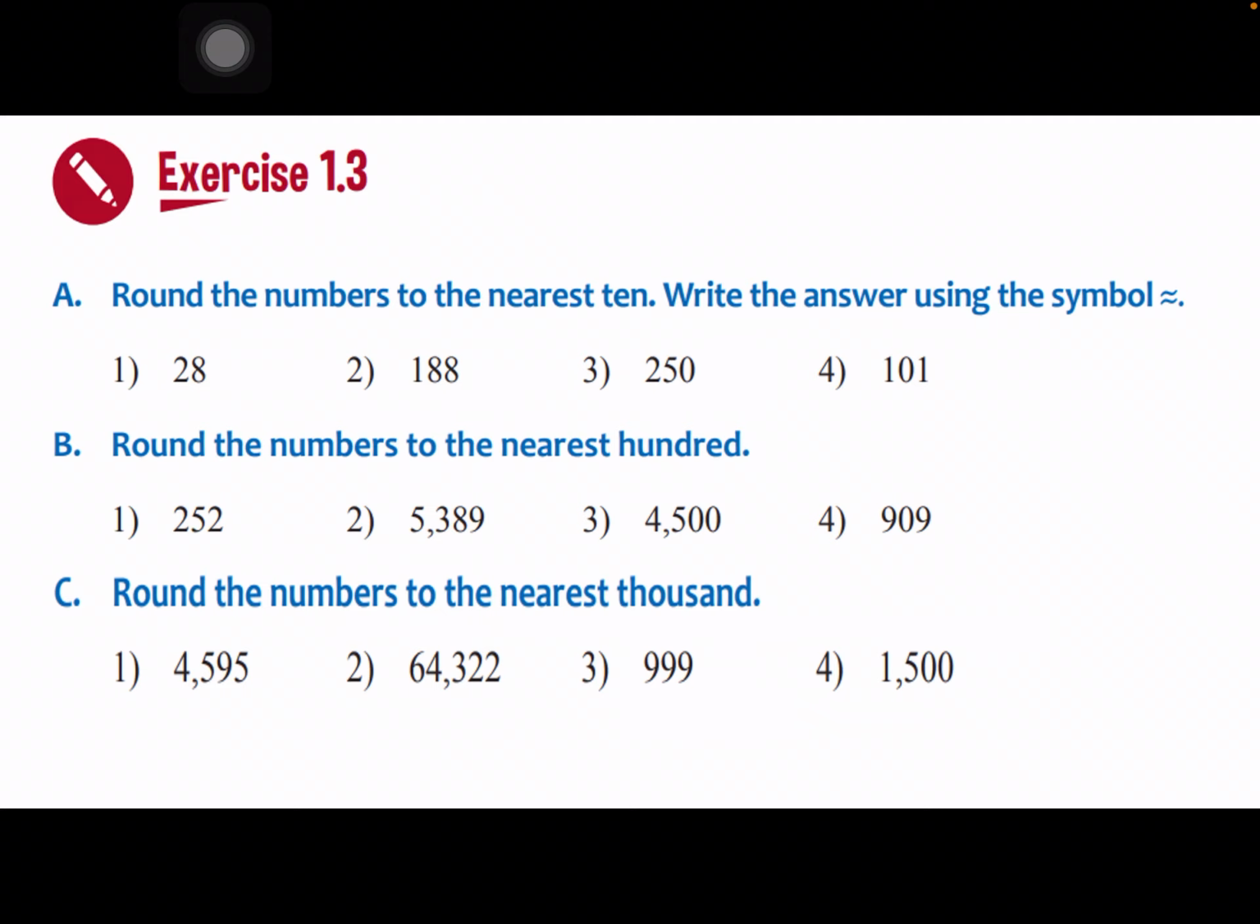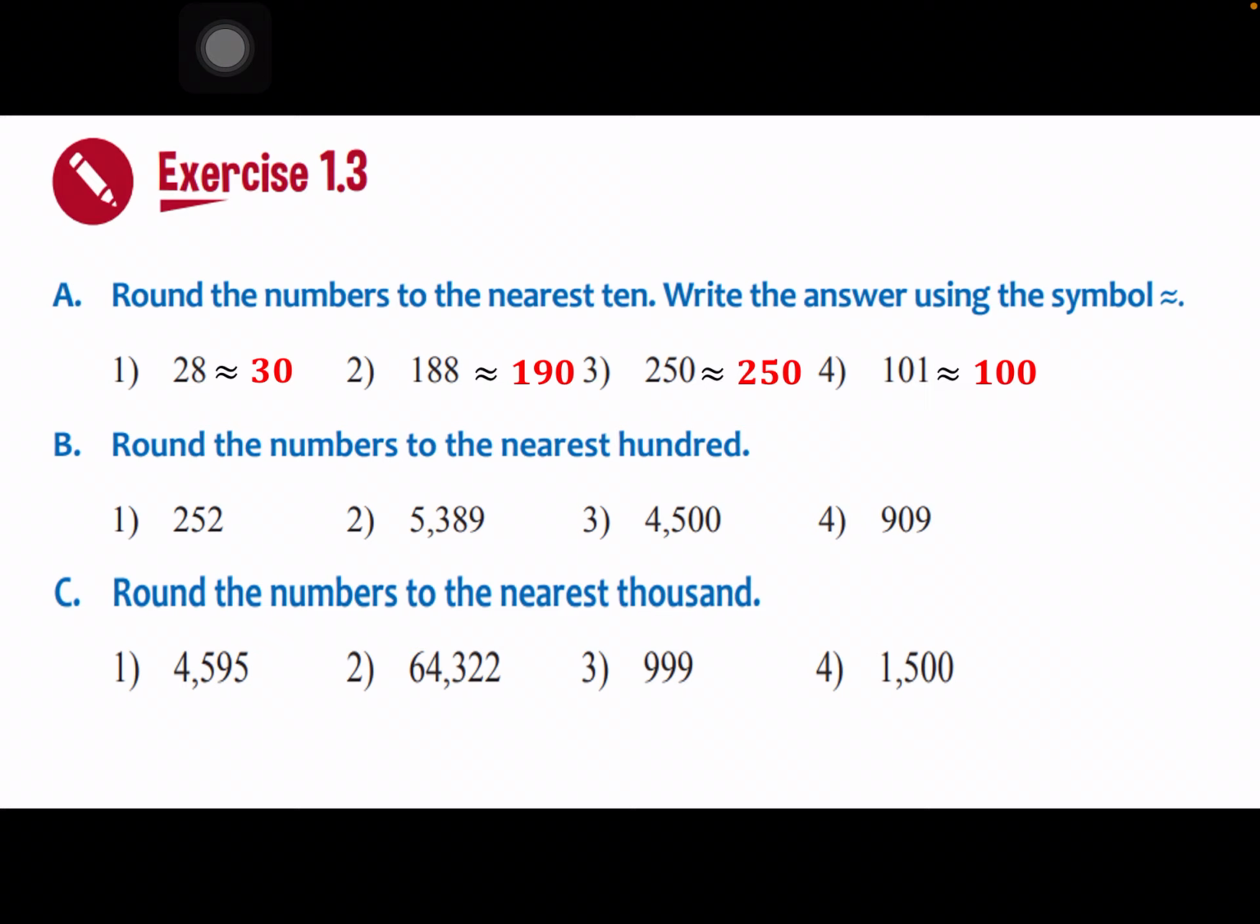28. 8 is more than 5. Becomes 30. 188. 8 is more than 5. Round to 190. 250. Next is 0. 0 less than 5. The same, 250. Next is 101. Next to 0 is 1, not more than 5. The same, 100.